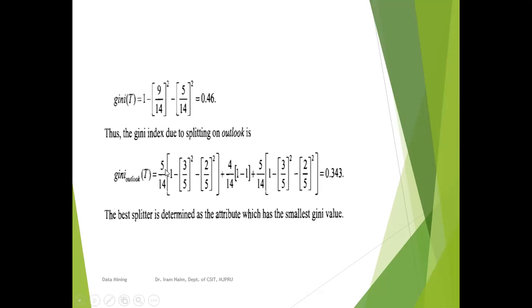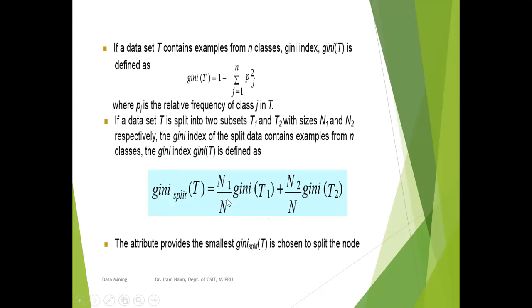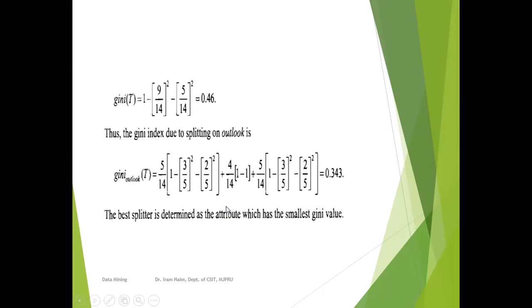Now we take the partition weight, because the partition formula says N1 by N. N1 is 5 rows and the total N contains 14 rows, so we multiply by 5 by 14. Similarly, we calculate the Gini index for the second partition, which is the overcast partition.